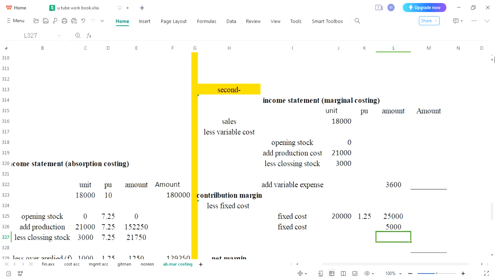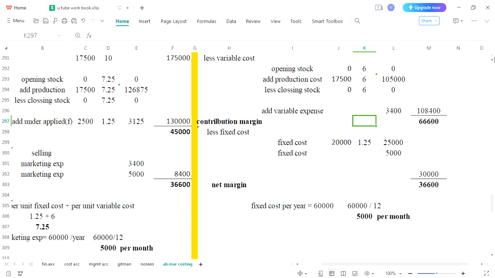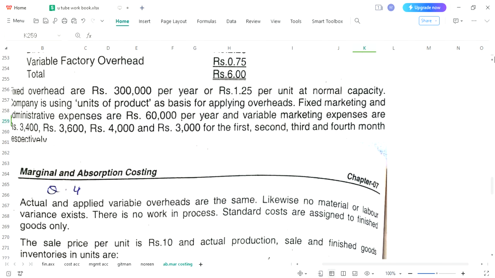And keep it in mind, these two fixed costs will be shared equally in the whole question. Every part of the question will have the same fixed costs, 25 and 5. Now we need to put the per unit cost. Per unit cost is given in your question. Look here, sale price per unit 10.